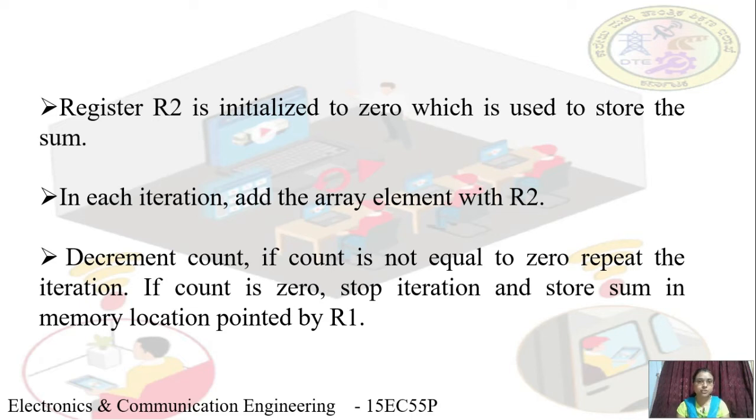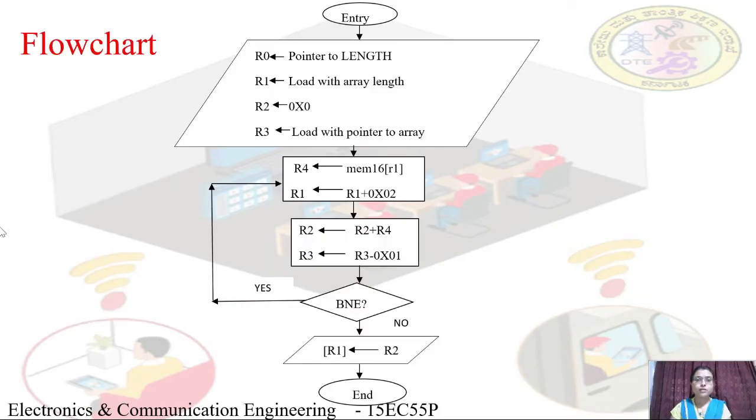In each iteration, add the array element with R2. So for each looping iteration, the sum is added with R2. After adding, decrement the count. If count is not equal to 0, repeat the iteration. If count is equal to 0, stop the iteration and store the sum into the memory location pointed by the register R1. Now we will see the flowchart of the program.